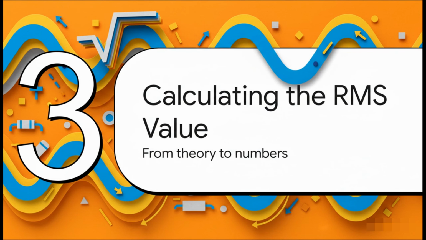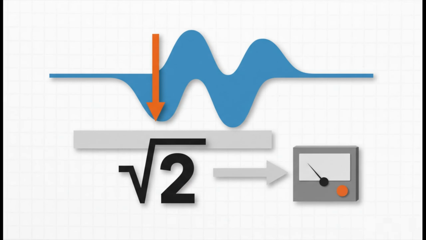All right, now that we know what it is, let's look at the formula and see how we actually calculate this for a standard AC sine wave. The formula is actually very straightforward. For a pure sine wave, the RMS voltage is simply the maximum or peak voltage, that's Vmax, divided by the square root of 2. And you know what? The exact same relationship works for current, too.